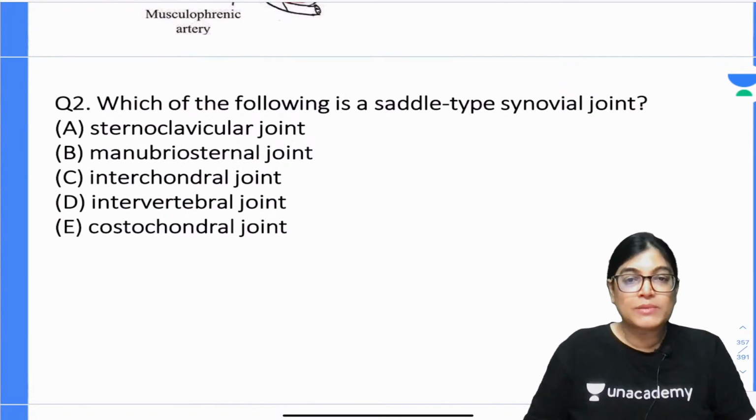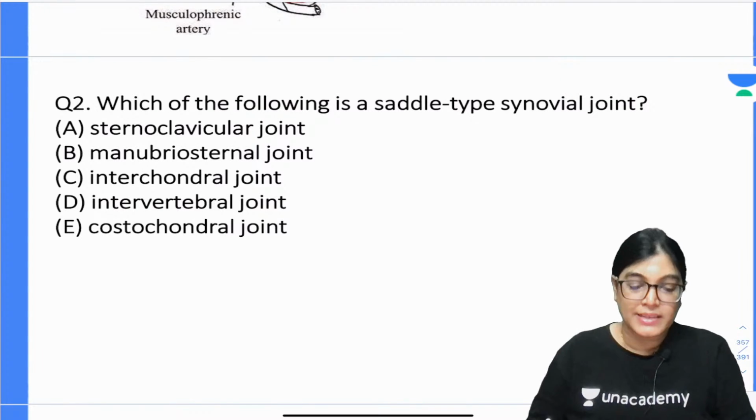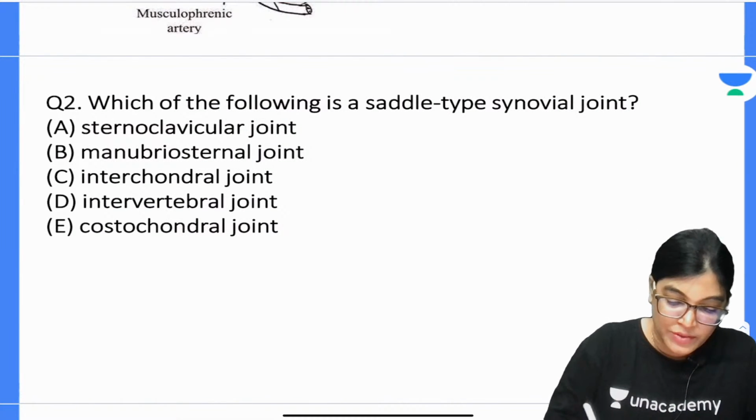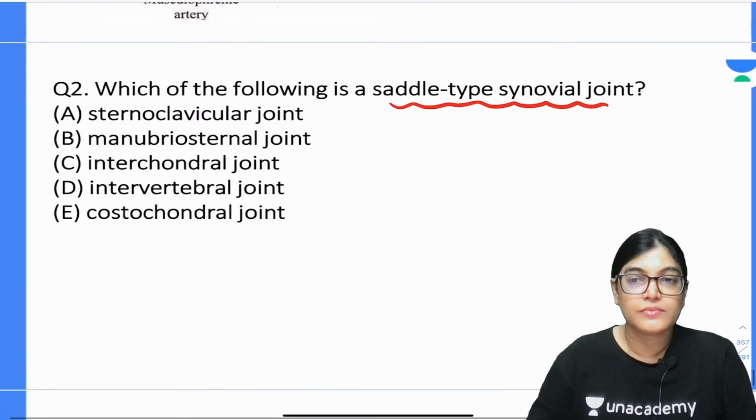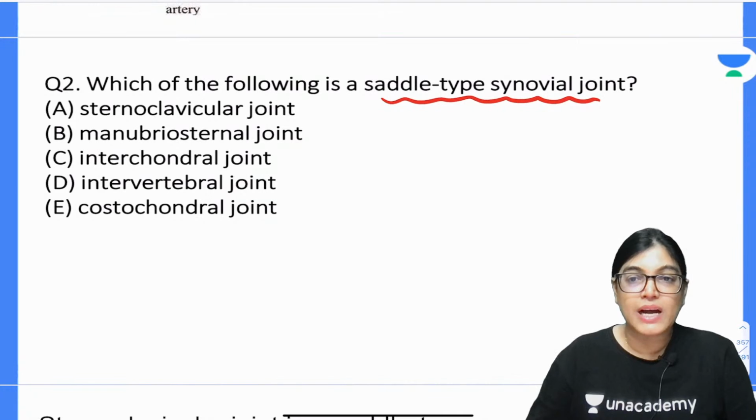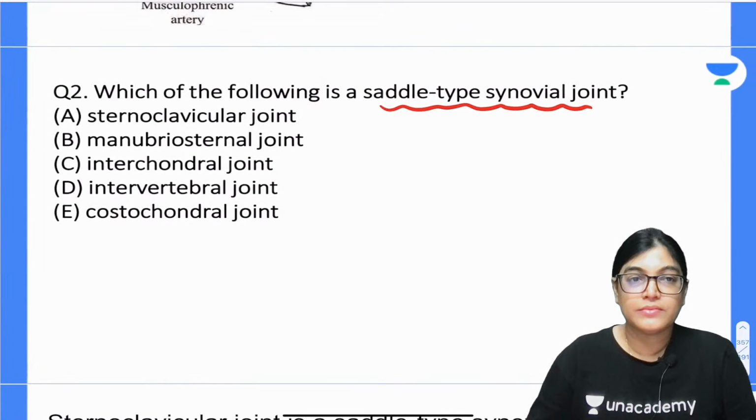Now, come to question number 2. Write question number 2 and give me the right answer. Which is the saddle type of synovial joint? Which of the following is a saddle type of synovial joint? Your time starts now. Mark the correct answer.